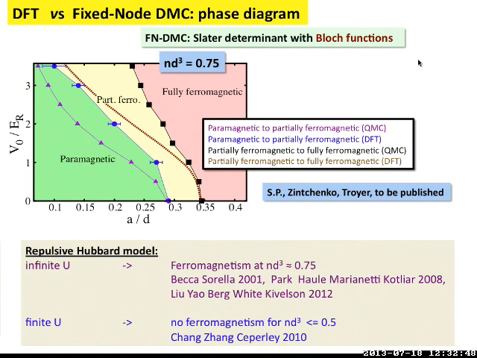LDA is this one, so you should compare these triangles with this, and the dashed curve with this. Okay, so it is true that LSDA fails, and seems to stress the tendency. This is a general property of any mean field approach.